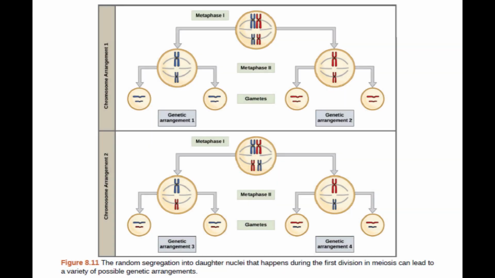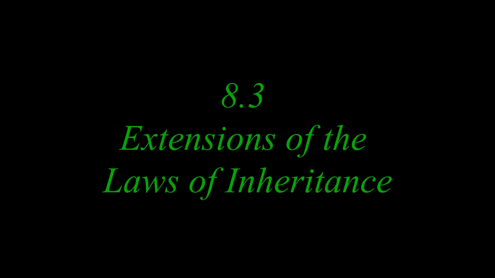Figure 8.11. The random segregation into daughter nuclei that happens during the first division in meiosis can lead to a variety of possible genetic arrangements. This is the end of section 8.2, Laws of Inheritance. In our next video, we'll read section 8.3, Extensions of the Laws of Inheritance.